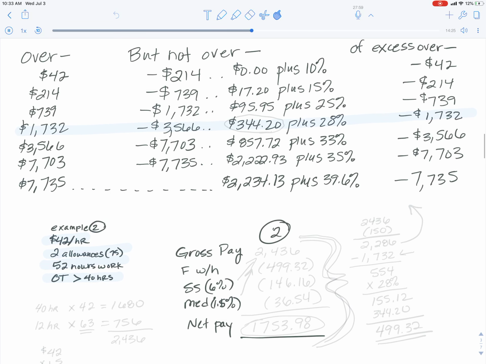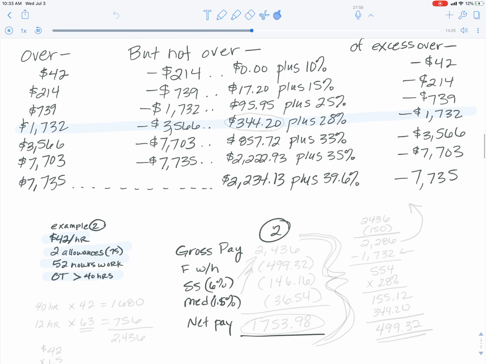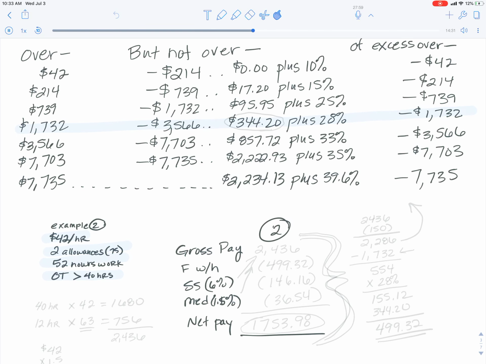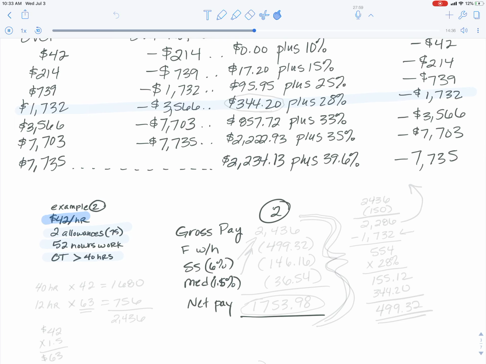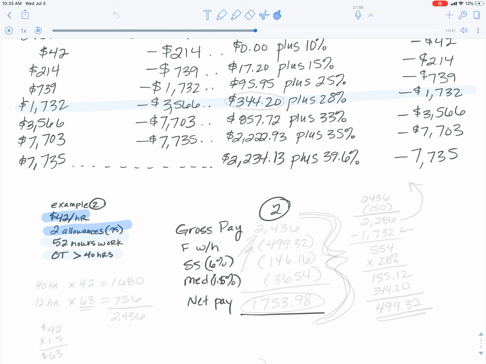So here we have an hourly employee, so we're going to have to calculate gross pay first. This employee makes $42 an hour. They have 2 allowances, and they get time and a half, or overtime, for anything over 40 hours worked. And this paycheck, they worked 52 hours. So for the first 40, they're going to get $42 an hour, which is $16.80.